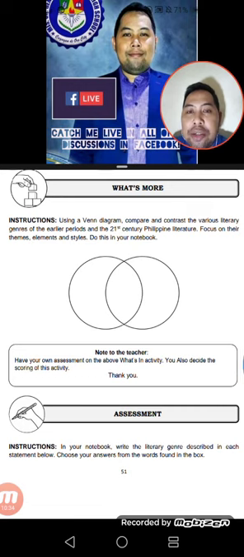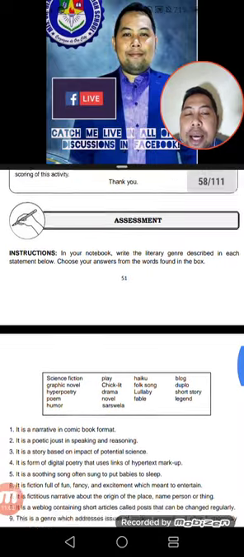What's more, instruction: using a Venn diagram, compare and contrast the various literary genres in the earlier periods of the 21st century in Philippine literature. Focus on their themes, elements, and styles. Of course, in your notebook, answer this one. All right, so have your notebook. Make a Venn diagram.